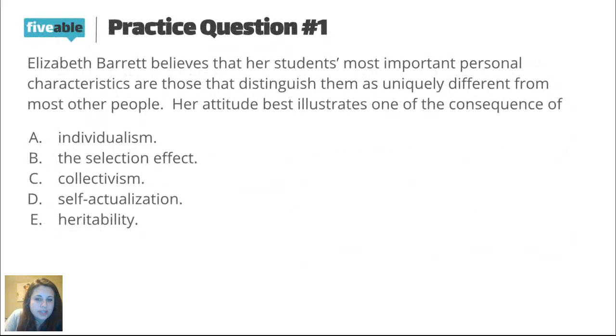And so the first question says, Elizabeth Barrett believes that her students' most important personal characteristics are those that distinguish them as uniquely different from most other people. Her attitude best illustrates one of the consequences of... So again, click on polls, put your answer in there. I'll give you like 30 more seconds to think about it and put your choice.